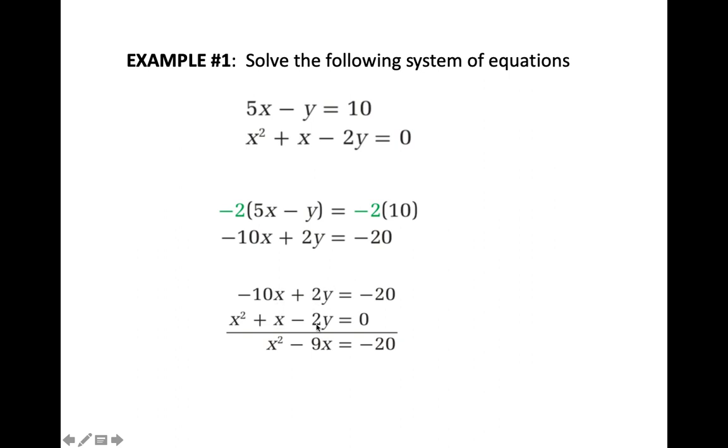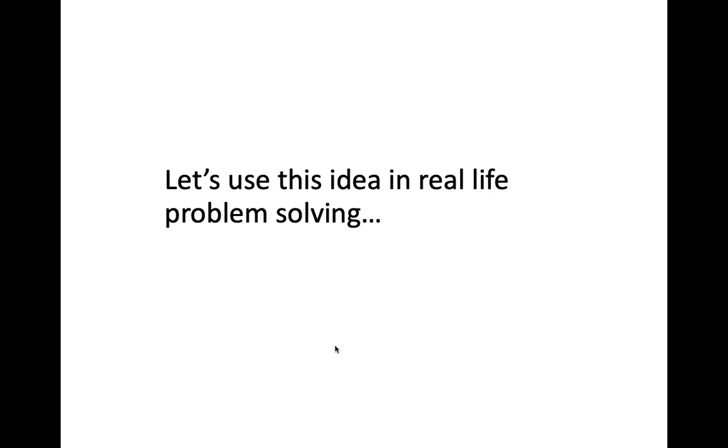So I add everybody together, the y's disappear. And then I have a -9x and an x squared and a -20. And if I move that -20 over, I'm left with exactly the same equation that I had when I used substitution. And then I can follow through and find my solutions. All right, so you keep in mind then that you've got two possible ways to solve these things, elimination and substitution. So let's try some of these ideas in real life problems and see how we make out.